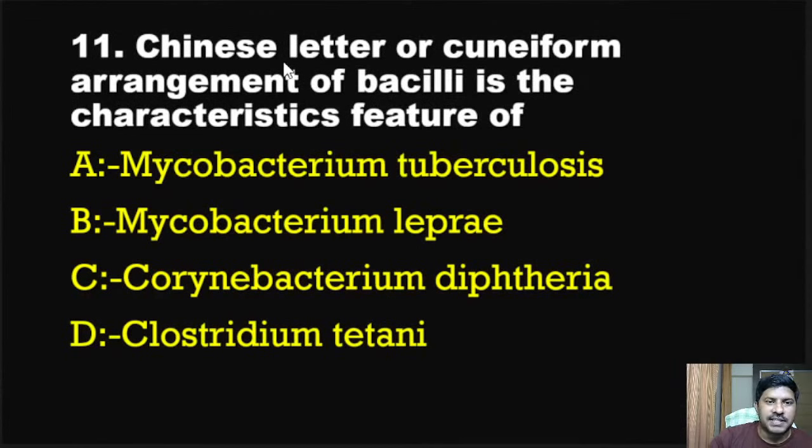Eleventh question. Chinese letter or cuneiform arrangement of bacilli is the characteristic feature of Mycobacterium tuberculosis, Mycobacterium leprae, Corynebacterium diphtheriae, Clostridium tetani. It is an easy question from microbiology.